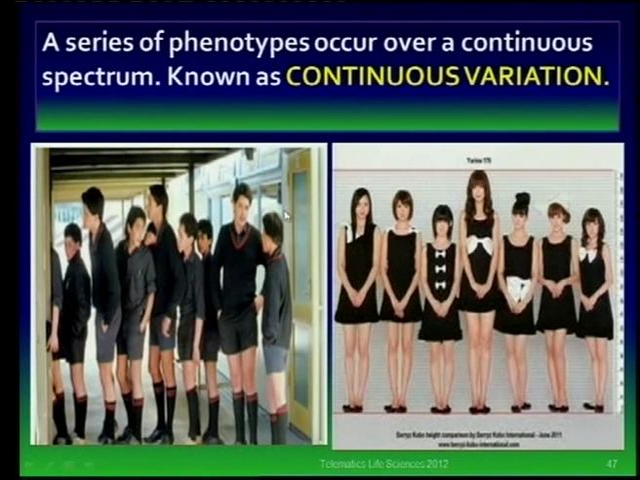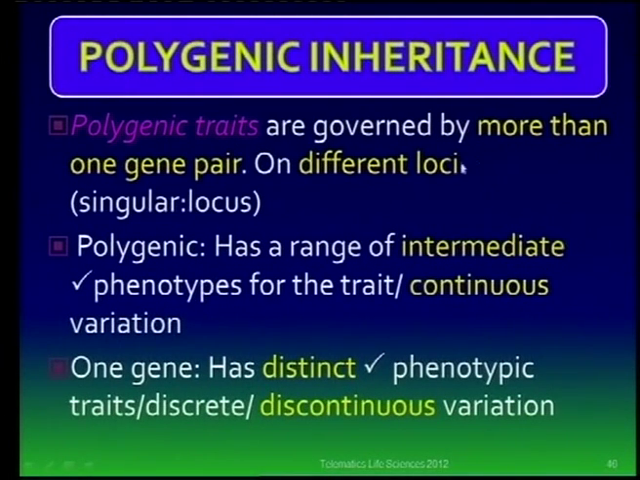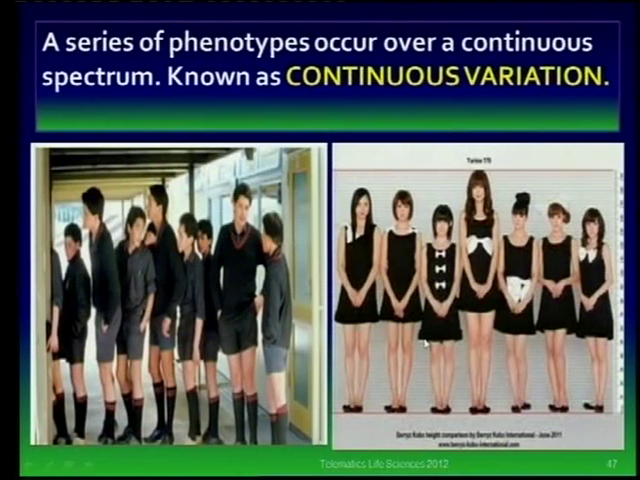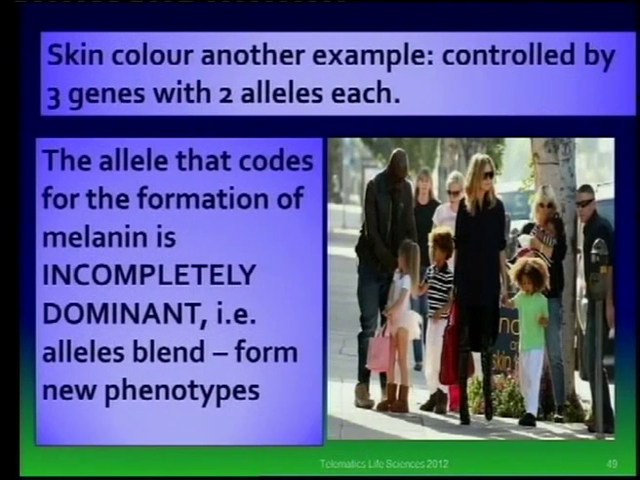If you look at your mother and your father and all your brothers and sisters and yourself, you will see that all of you have different heights. This is because it is governed by more than one gene pair on different loci. So here we have a lot of intermediate phenotypes, and this is what is referred to as continuous variation. I think it's the same with skin color and hair color, and there you can see a beautiful photo. Here you can see the father and the mother and continuous variation, where all of them have different skin colors. And this is polygenic inheritance, and we end off today's session with that.